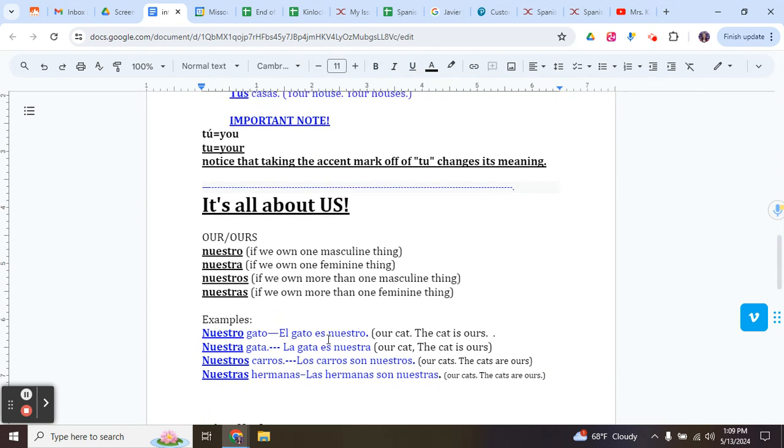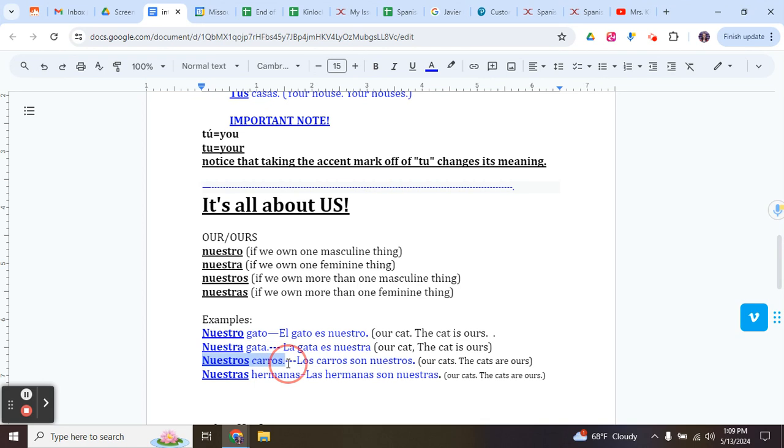So if we have one cat, I would say nuestro gato, our cat. If I wanted to put it in a sentence, I could say, El gato es nuestro. The cat is ours. I could say nuestra gata if our cat is a girl, right? El gato is a male cat and gata is a female cat. Or I could say la gata es nuestra, right? The cat is ours. And I only changed that O to an A to match the gender of the noun.